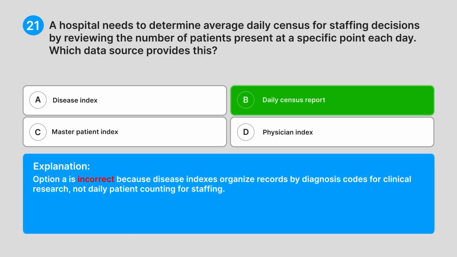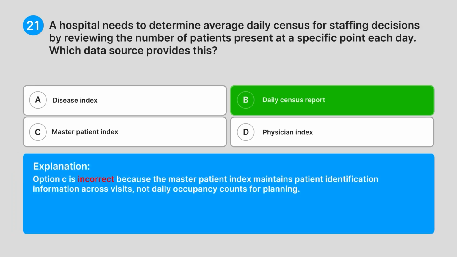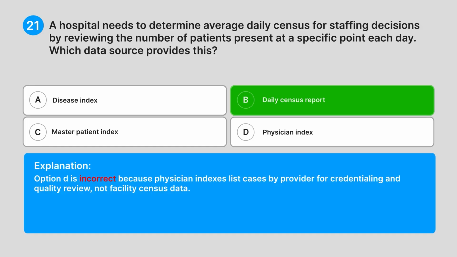Option A is incorrect because disease indexes organise records by diagnosis codes for clinical research, not daily patient counting for staffing. Option C is incorrect because the Master Patient Index maintains patient identification information across visits, not daily occupancy counts for planning. Option D is incorrect because physician indexes list cases by provider for credentialing and quality review, not facility census data.